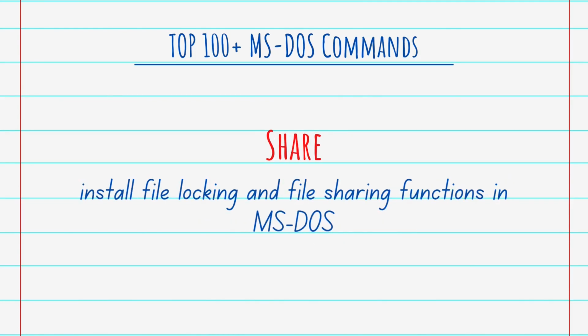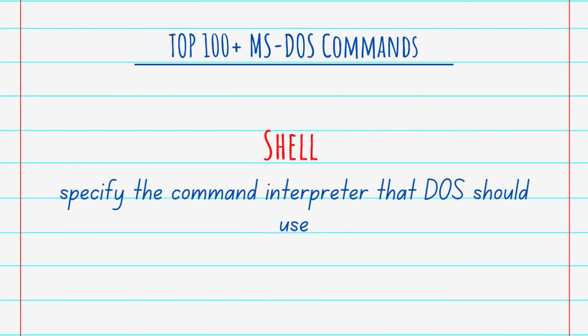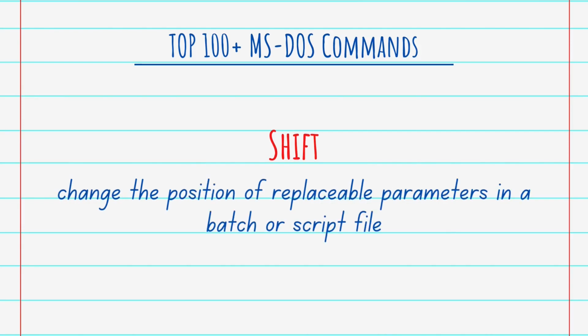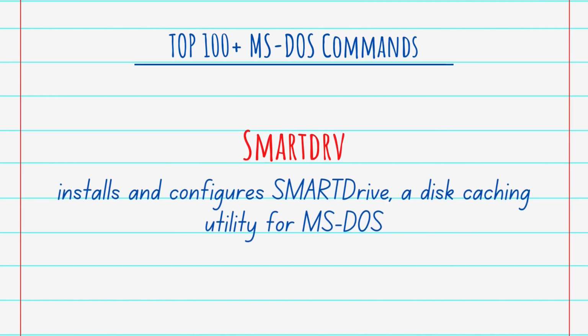Next is the share command. Share command is used to install the file locking and file sharing function in MS-DOS. Next is the shell command. The shell command is used in the config.sys file to specify the command interpreter that DOS should use. Okay. Next is the shift. The shift command is used to change the position of replaceable parameters in a batch or script file.